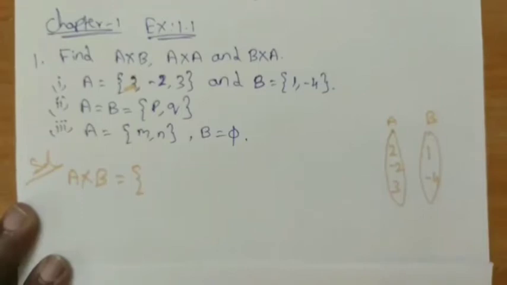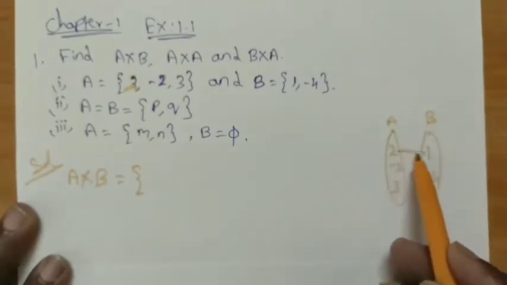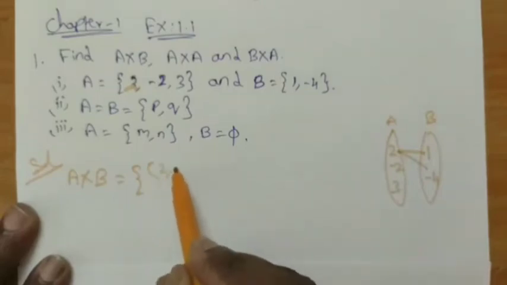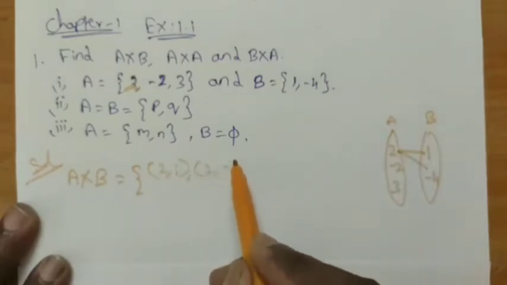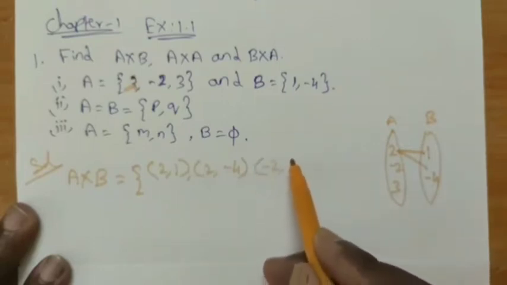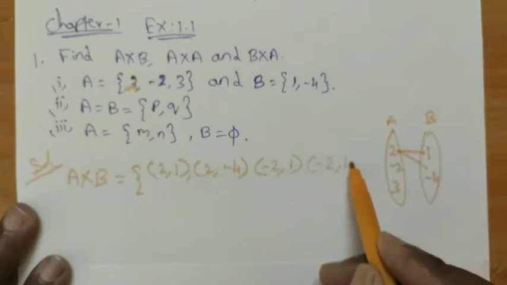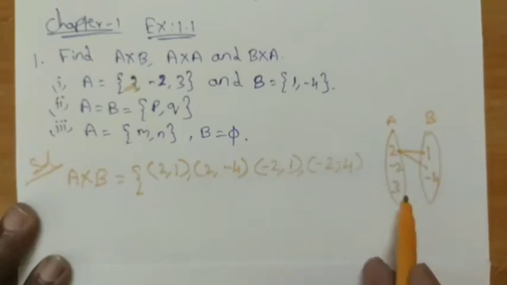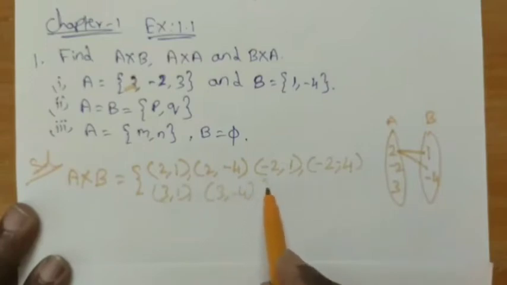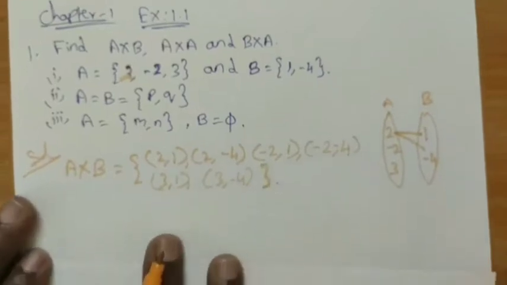Now the Cartesian product means each element in the first set is mapped with each element of the second set, right? So the ordered pairs are (2, 1) and (2, -4), then the second one, (-2, 1) and (-2, -4), and then the third one, (3, 1) and (3, -4). This is A cross B, or A into B, right?